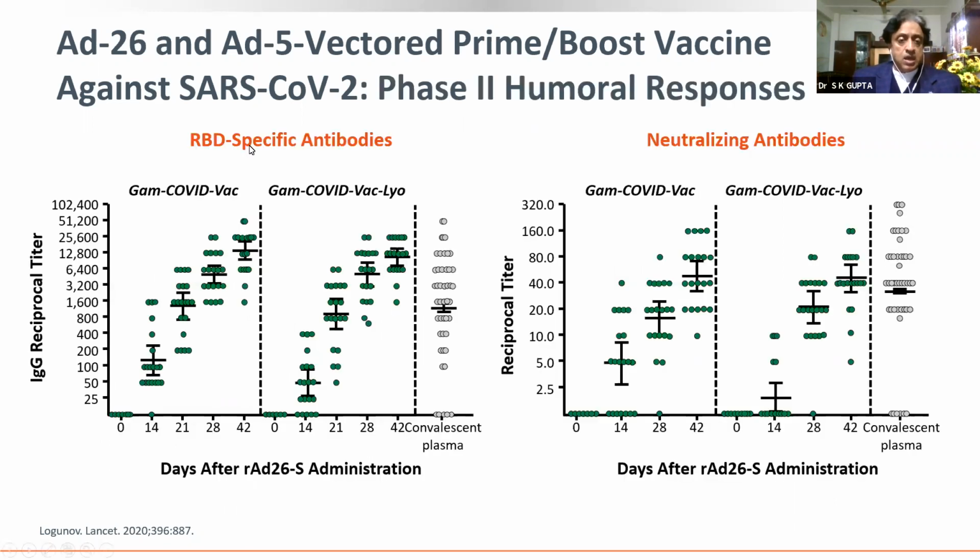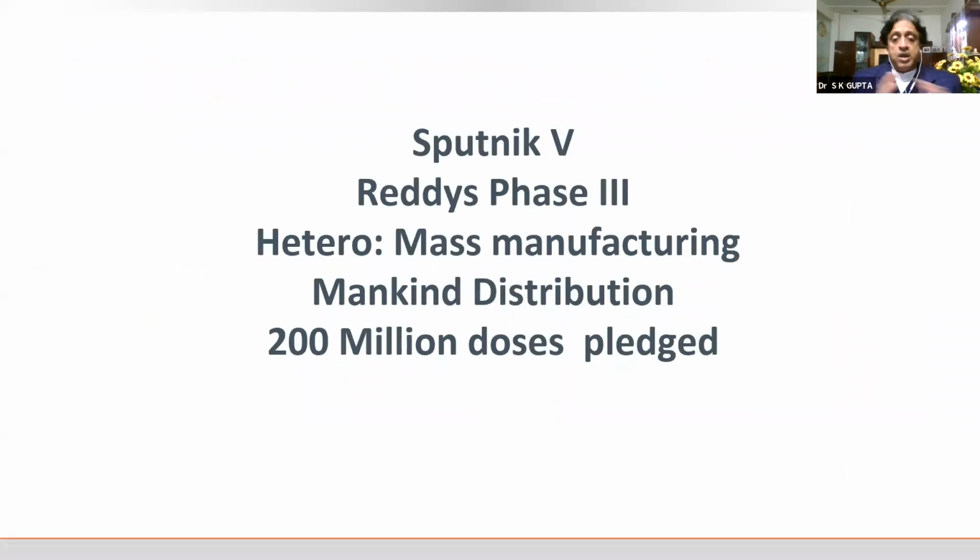And this is the binding antibodies, and this is the neutralizing antibodies. This vaccine also has been compared against the convalescent serum, again a gold standard. And we see a good number of antibody titers for the binding antibodies as well as for the neutralizing antibodies. This too is a good vaccine on board, and India has already placed orders for about 200 million doses, by which we might be able to vaccinate about 10 crore people.